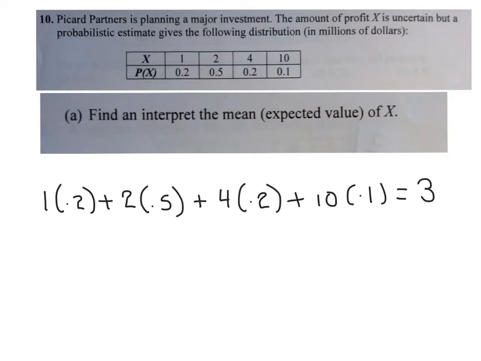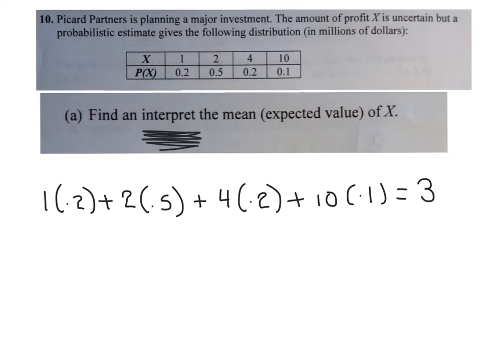And there it is. Multiply, remember? Multiply, multiply, multiply, multiply. And then add them all together. So your expected value is 3. And then don't forget, a lot of times we forget, interpret what that means. So in other words, the expected outcome of this investment is $3 million.